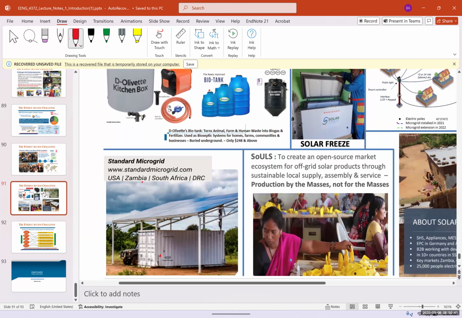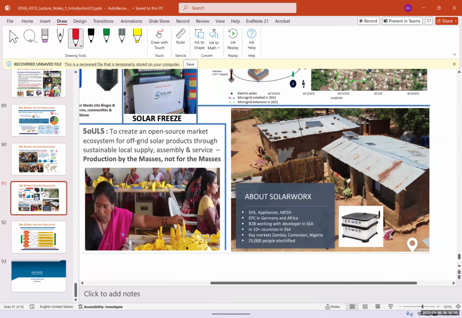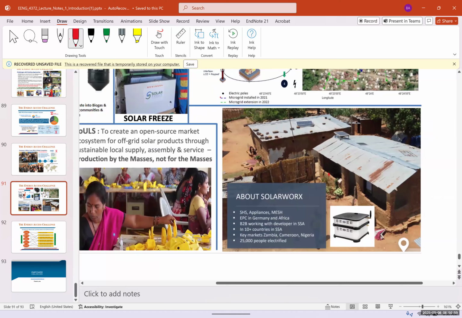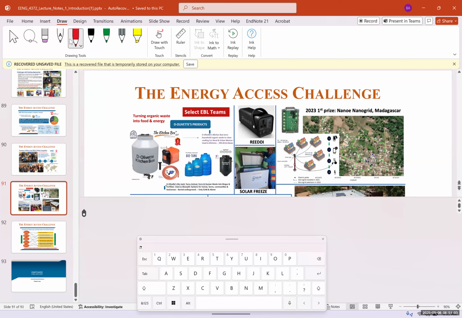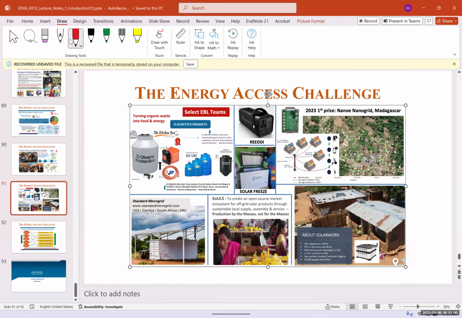This is another standard microgrid. You see the solar panels on top of the container. The container is where you put the batteries and inverters and all the switches and so on. And again, different appliances, different applications for solar energy, were submitted to that conference.